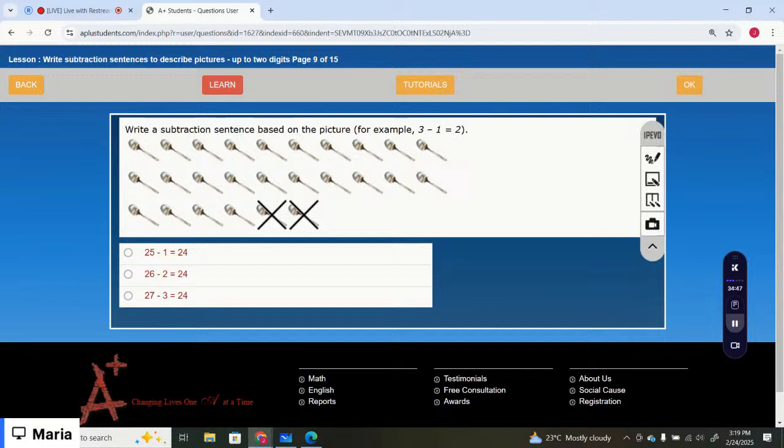Write a subtraction sentence based on the picture. That is 26 take away 2. The correct option is 24. Option number 2 is the correct option.